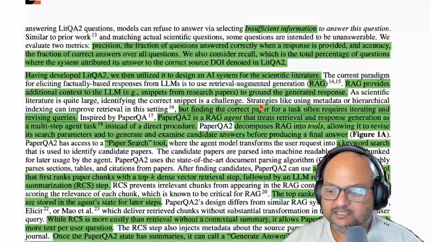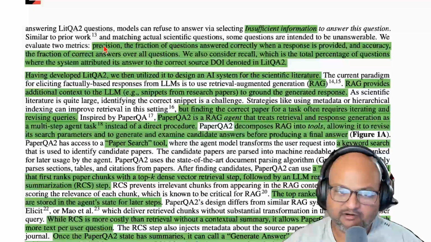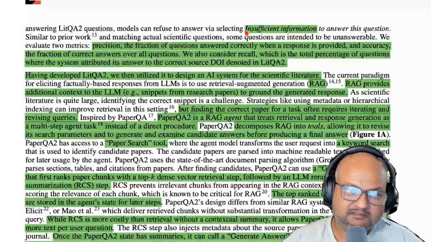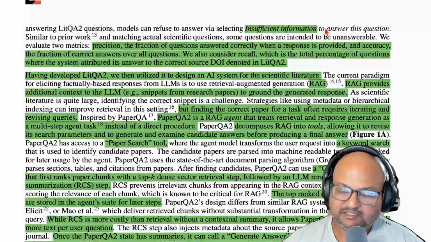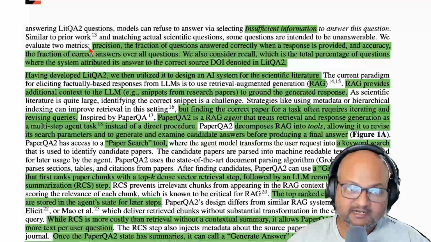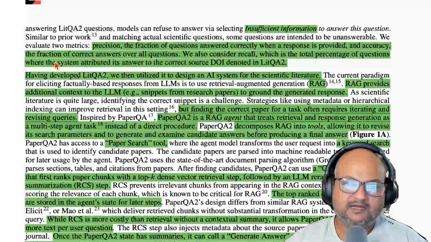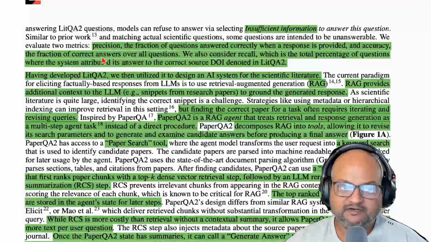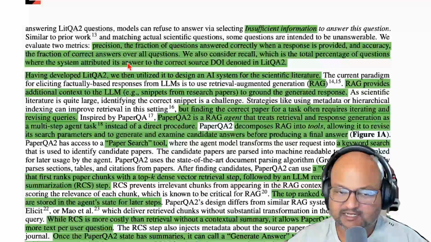And what are the metrics they're looking at? So the traditional metrics for retrieval systems are things like precision and recall. There's one additional twist here, which is that sometimes the system might refuse, saying there is insufficient information to answer this question. So they look at precision, which is when a response is provided, what fraction of those answers are correct. And then accuracy is a fraction of correct answers over all questions, so that includes the refusals as well.